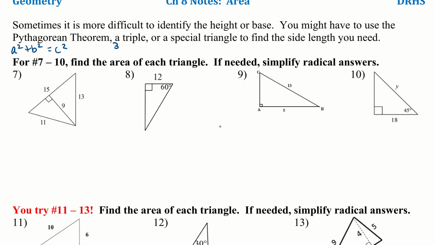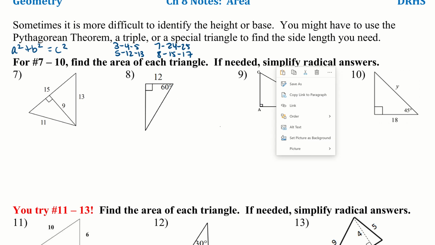Our triples, we have 3, 4, 5; 5, 12, 13; 7, 24, 25; and 8, 15, 17 as the ones we're using. There are an infinite number of triples, so there's more than this, but these are the ones we're asking you to be able to recognize and use.